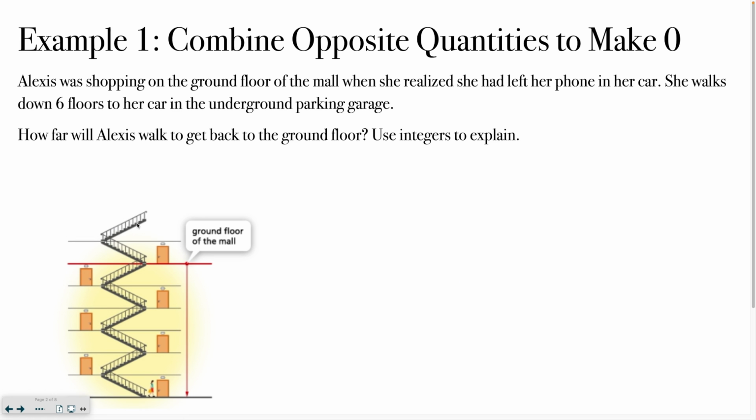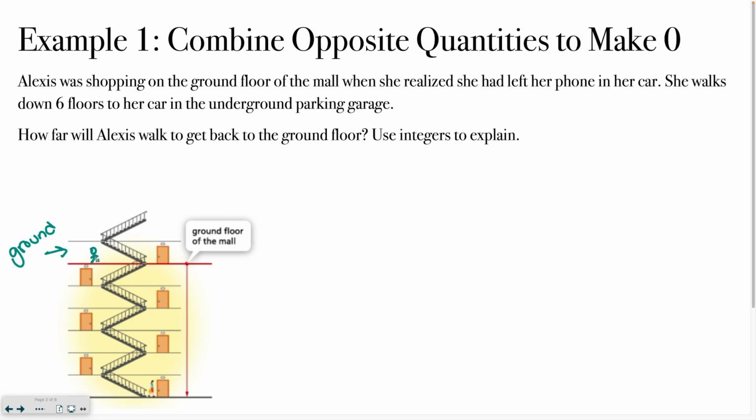Okay, so we have a little picture here. On the left, we have the ground floor of the mall. You can see this right here is the ground floor. And this is where Alexis starts, right up here. And we want to know how far does she walk to go all the way down to her car and all the way back to ground floor.